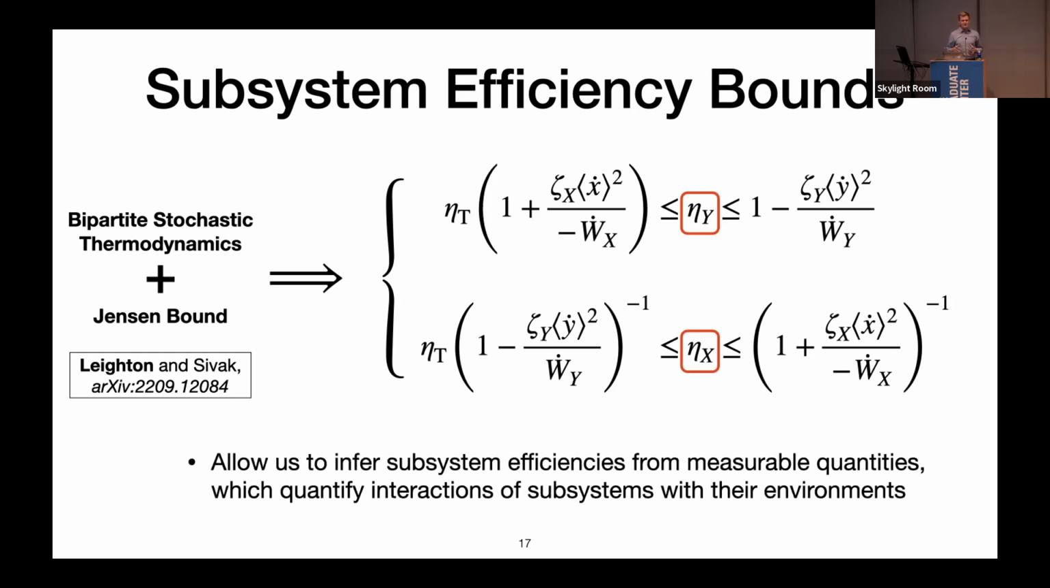And so what these bounds allow us to do is to infer the efficiencies of each of the two components in a two-component system entirely from measurable quantities, which basically quantify the interactions of subsystems with their environments. And these are things that can be measured experimentally.